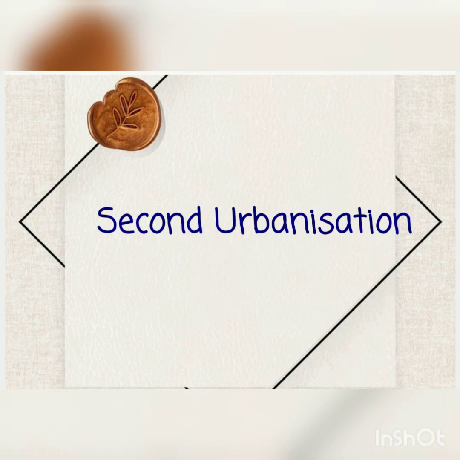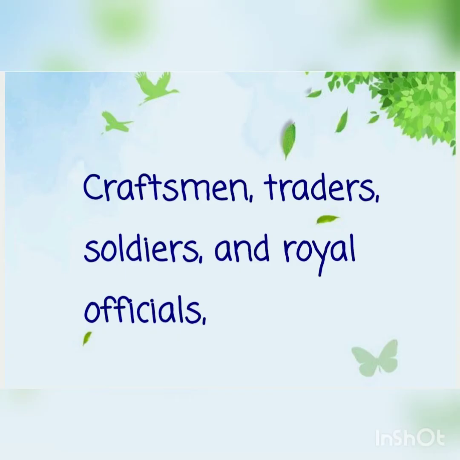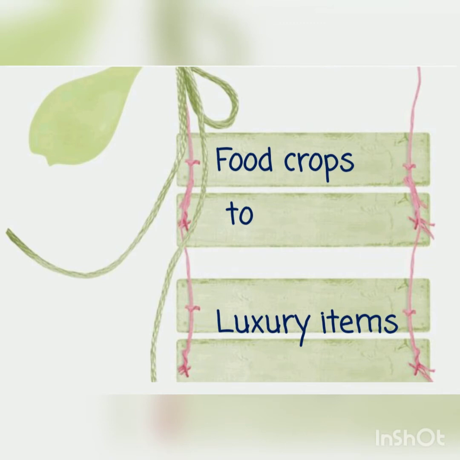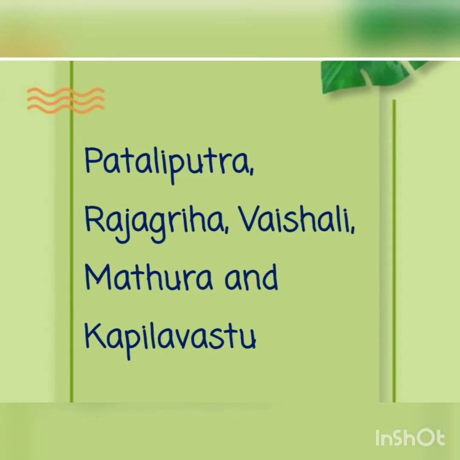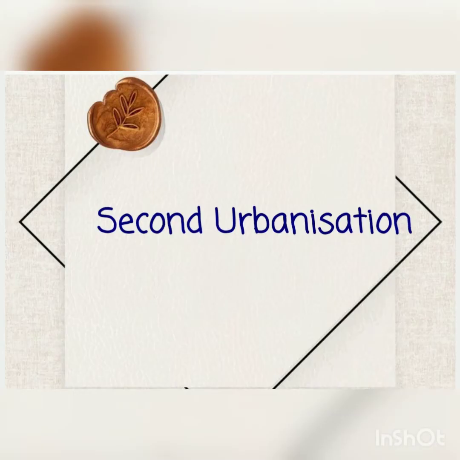During the second urbanization, there was a rise of well-planned cities with mixed population comprising craftsmen, traders, soldiers, and royal officials who needed all kinds of goods from food crops to luxury items. Many new towns like Pataliputra, Rajagriha, Vaishali, Mathura, and Kapilavastu emerged during this period.